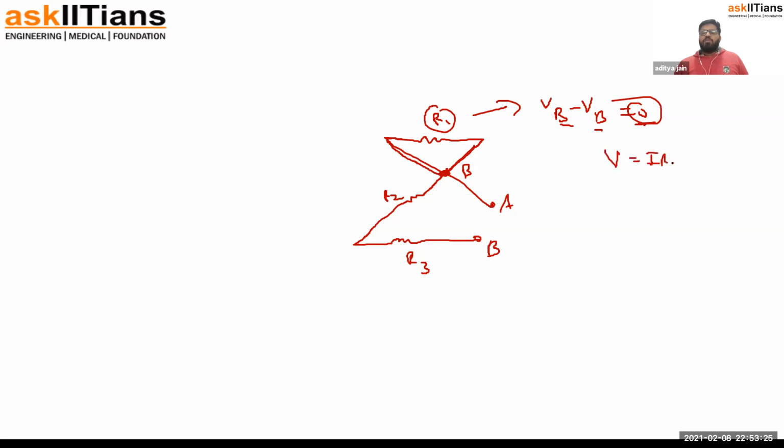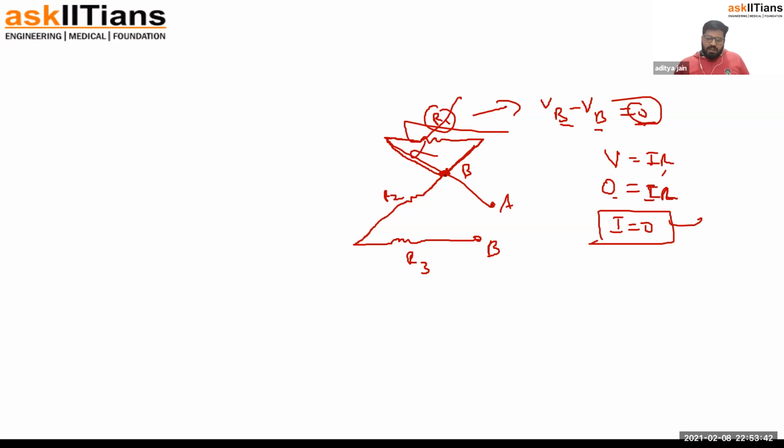So according to Ohm's law, V equals IR, if potential difference is 0, what will be the current? Current will be 0. If potential difference is 0, current will be 0. So there will be no current flowing through this resistor. So we will remove this resistor from the circuit. That was the important point in this question.